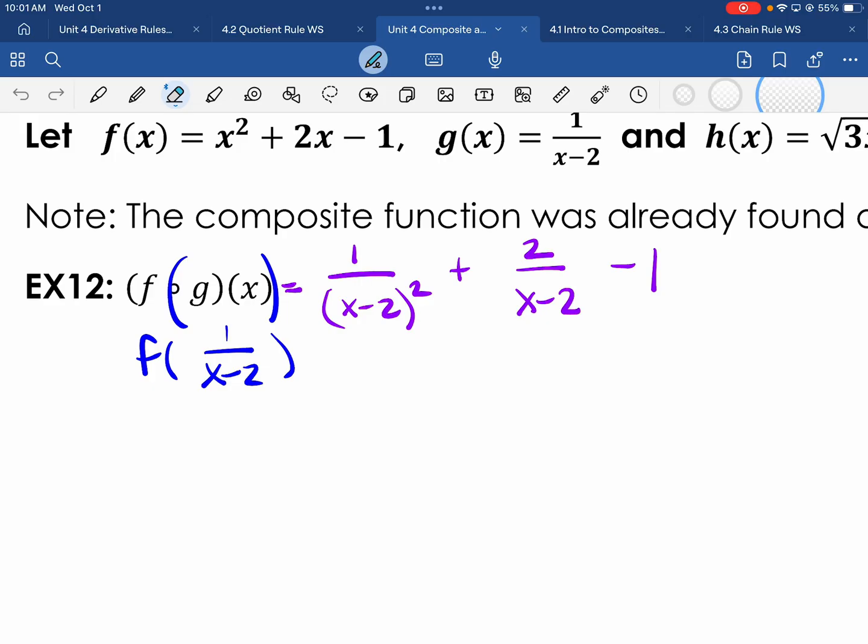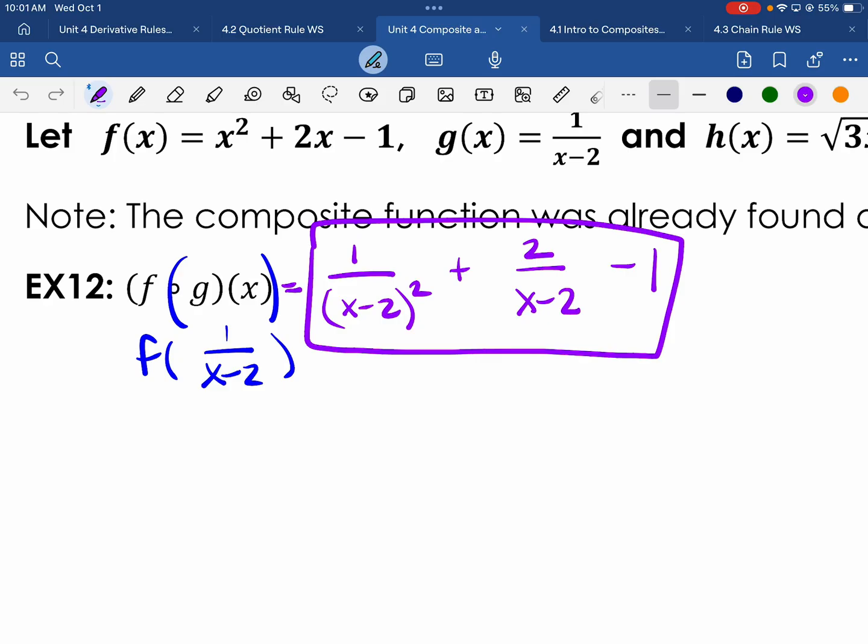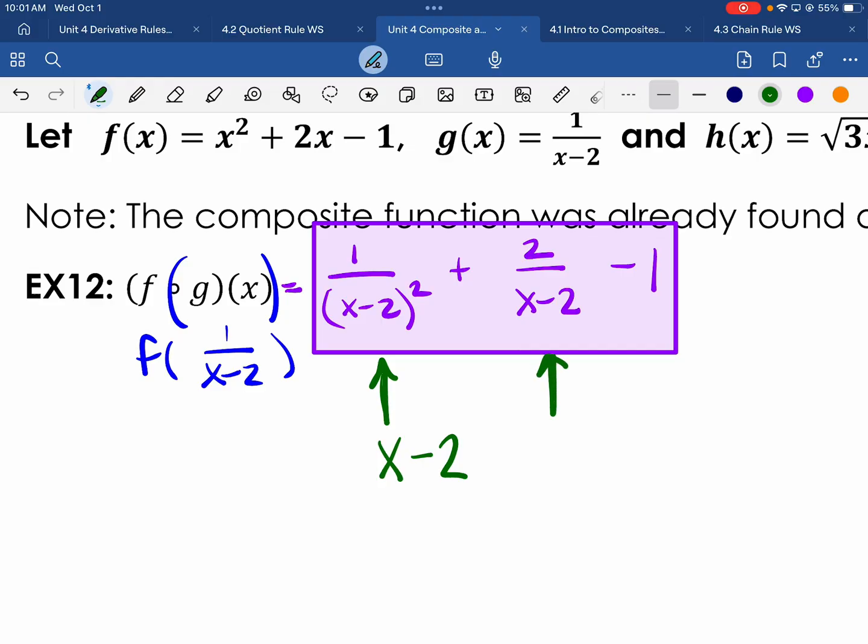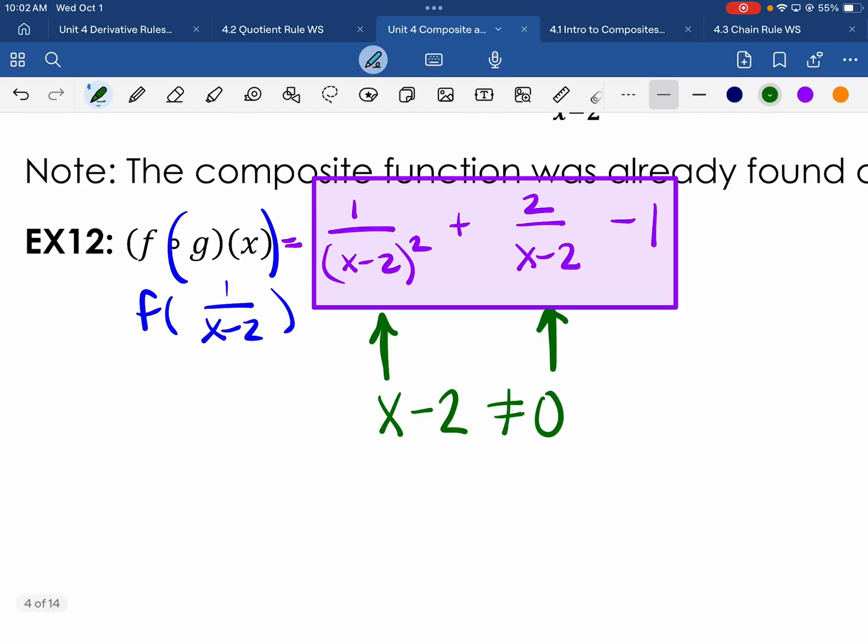So from my composite function, do I have, so here's my composite. Do I have any square roots? No. Do I have any fractions? Yes. So I'm going to take the bottom of the fraction, which is x minus 2. And what's the rule for fractions? Cannot be 0. So x can't be 2. So that's one of my domain restrictions.